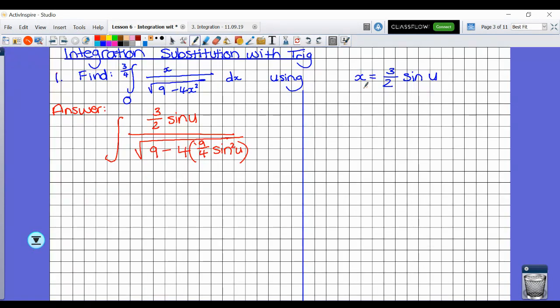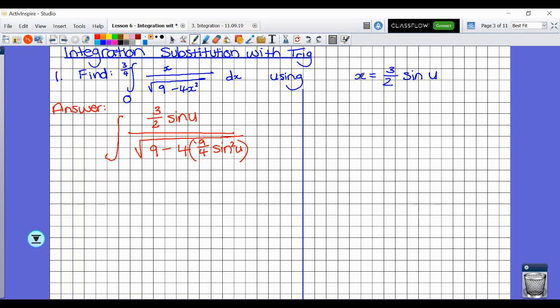Okay, we're going to start by differentiating this. So remember, we're differentiating x. So we're going to have dx, and it's with respect to u. So that's why it's dx over du, not the other way around in this case. Okay, so if you differentiate sine, that just goes to cos. So it's just going to give us 3 over 2 cos u. Now I want dx by itself because that's what I'm trying to swap out. So if I multiply both sides by du, that will give me dx by itself, and that's what I want. So 3 over 2 cos u.